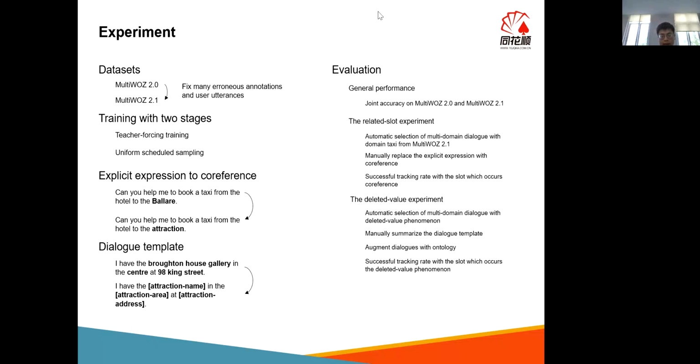In the deleted value experiment, we select dialogs with the deleted value problem, then manually summarize the dialog template. An example is on the left. We also use the successful check-in rate to evaluate the performance.